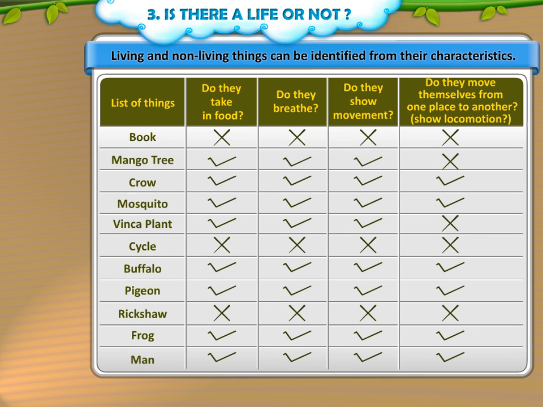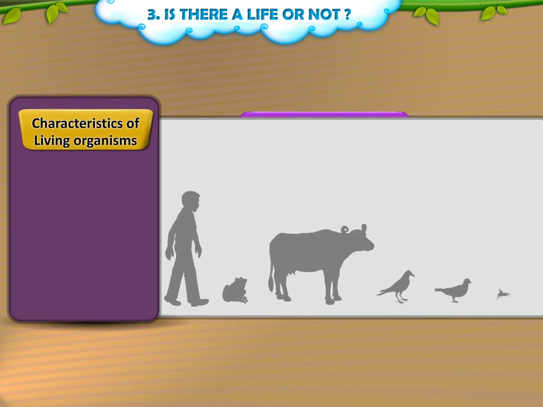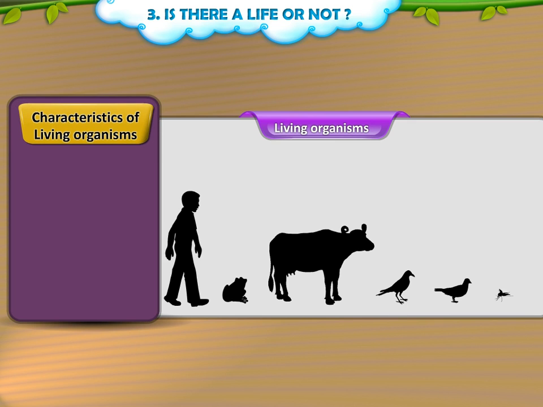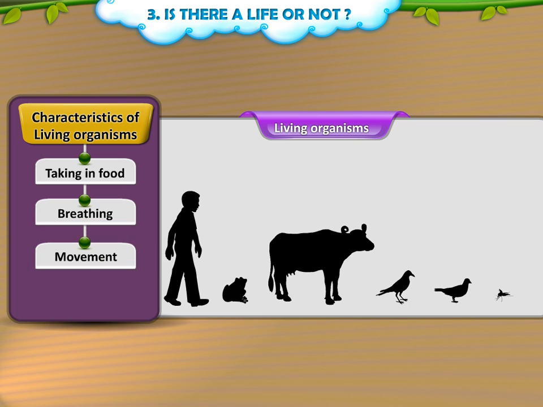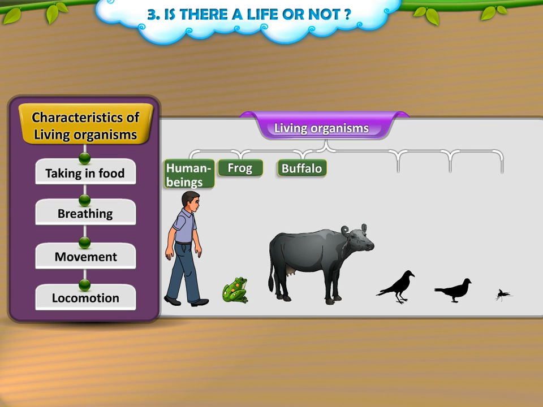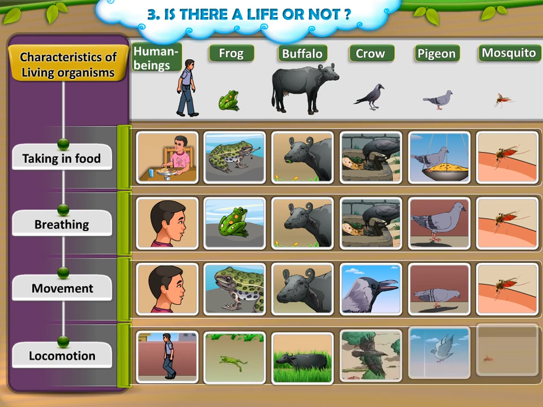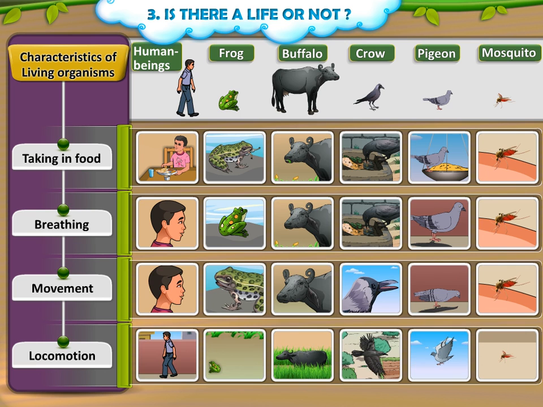Living and non-living things can be identified from their characteristics. Now, a question can arise in your mind as to which characteristics decide whether a thing is living or non-living. Let us learn more about it. Living organisms possess characteristics like taking in food, breathing, movement, locomotion, etc. Human beings, frog, buffalo, crow, pigeon, mosquito show characteristics like taking in food, breathing, movement, and locomotion. So, they are living organisms.